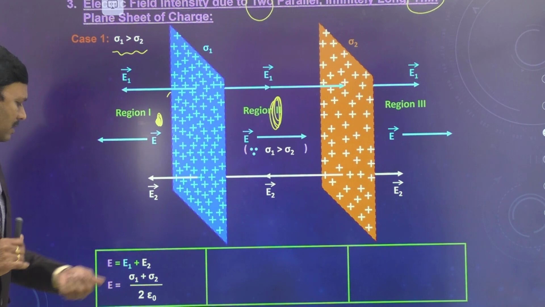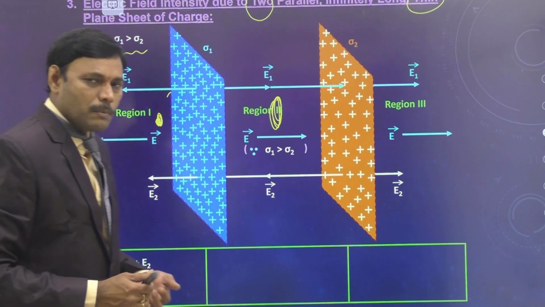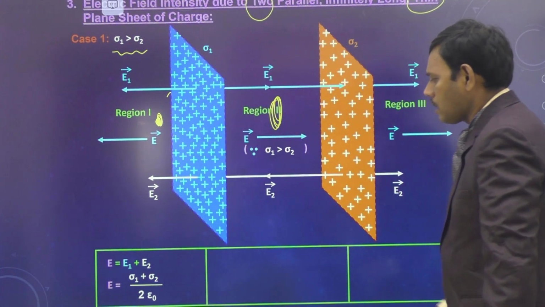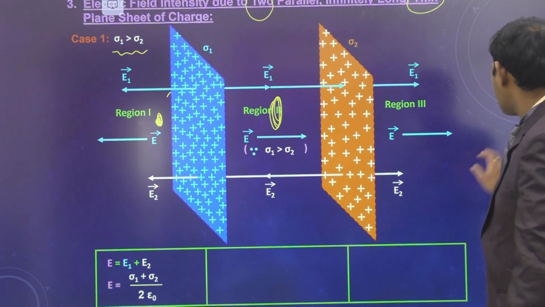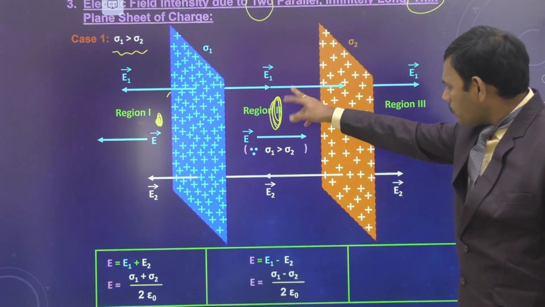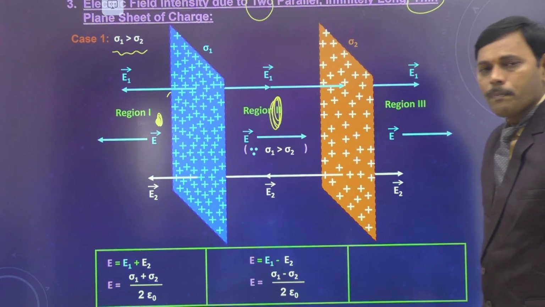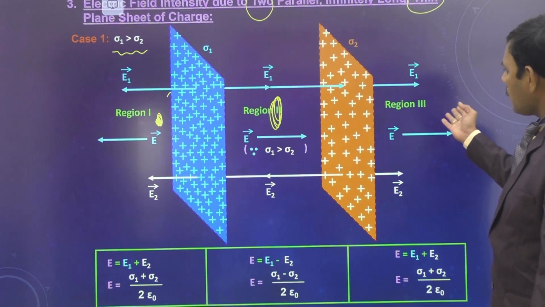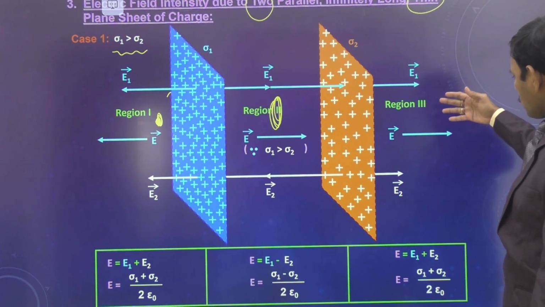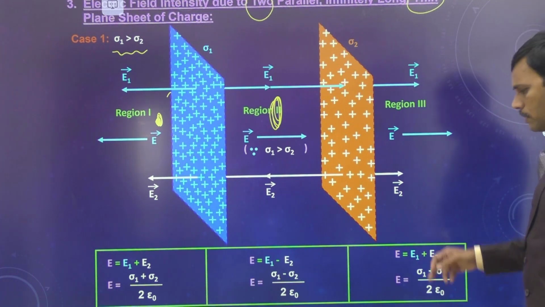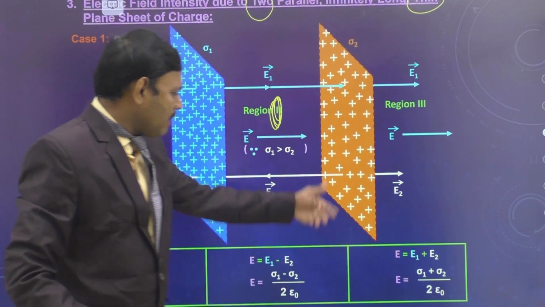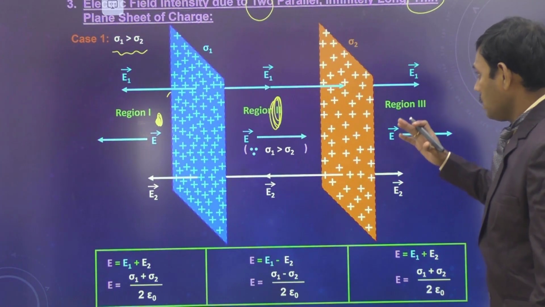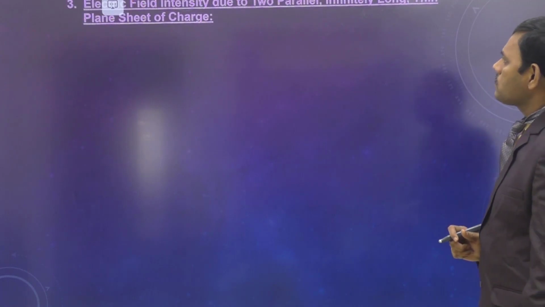Then the net is E1 plus E2. We know that E is equal to sigma by 2 epsilon naught. Hence we get E1 plus E2 as sigma 1 by 2 epsilon naught plus sigma 2 by 2 epsilon naught. It becomes (sigma 1 plus sigma 2) by 2 epsilon naught. For region 2, these two are in opposite direction. Hence E1 minus E2 is (sigma 1 minus sigma 2) by 2 epsilon naught. In region 3, on the right hand side of both the plates, these two are also in the same rightward direction. They add up, E1 plus E2, so that we get (sigma 1 plus sigma 2) by 2 epsilon naught. This is a special case, which is one extension to the thin plane infinitely uniformly charge distributed sheet.